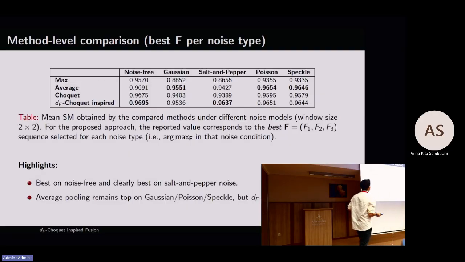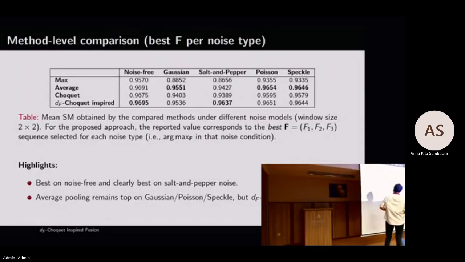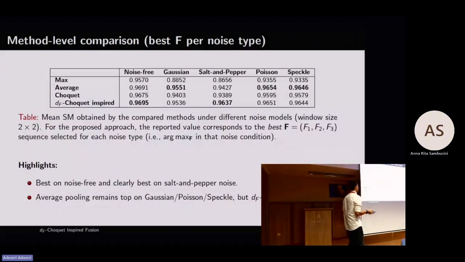We compare that operation with the three that people usually use: the maximum, the average, and the Choquet. As we can see, the Choquet-inspired function wins in the noise-free and salt and pepper noises, while the average wins in the Gaussian and impulsive noise. The main difference is that the average wins, but our function is very close to it. It would be a good option in the pooling or in the image reduction processes.